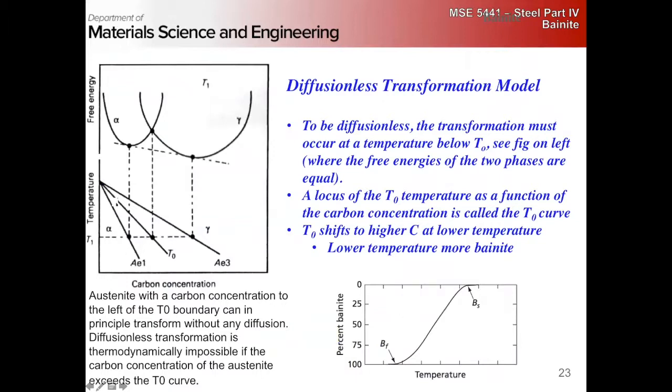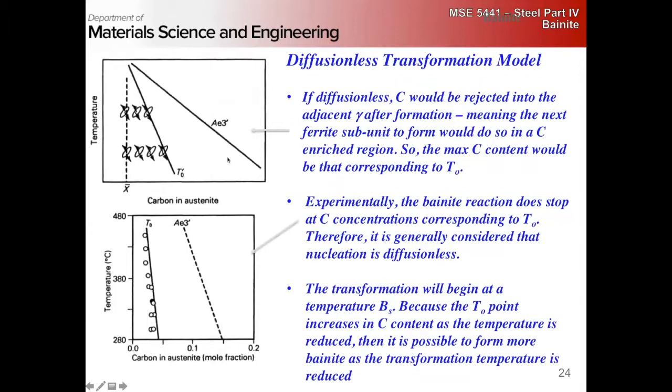So basically the Bainite start temperature would then correspond to the triple point between this AE1, AE3, and T0 line, because this T0 line always has to lie between the two equilibrium lines, right? The double tangent, right? If we're doing the double tangent, this intersection point has to lie in between those, right? So that's essentially the diffusionless transformation idea, and I like it philosophically, right?